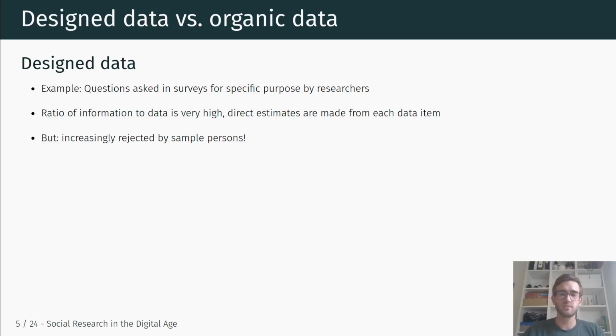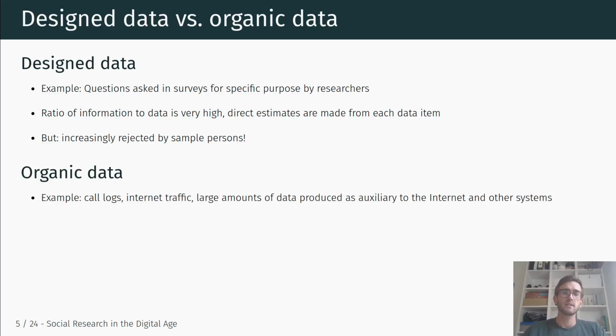given technological developments and given how there are declining response rates and fewer and fewer people willing to participate in these surveys, they're increasingly rejected by sample persons, which is a fundamental problem with design data or surveys in that context. So how can organic data help us, or what exactly do we mean by organic data?